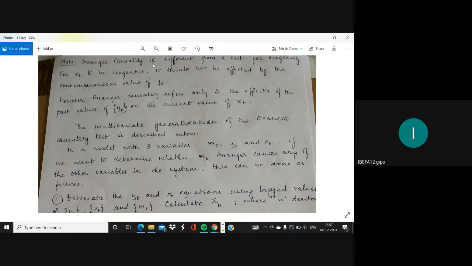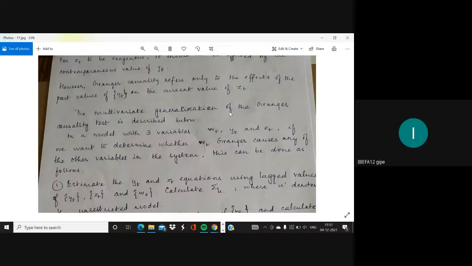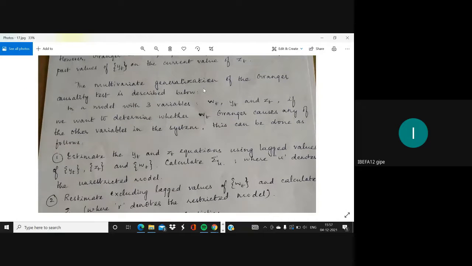For zt to be exogenous, it should not be affected by the contemporaneous value of yt. But Granger causality is different, because here we are interested in whether the lagged values of yt are affecting zt, and whether we can better predict zt with the help of the lagged values of yt. That's what is stated in the next line if you read it. Then the multivariate generalization of the Granger causality test is described below.